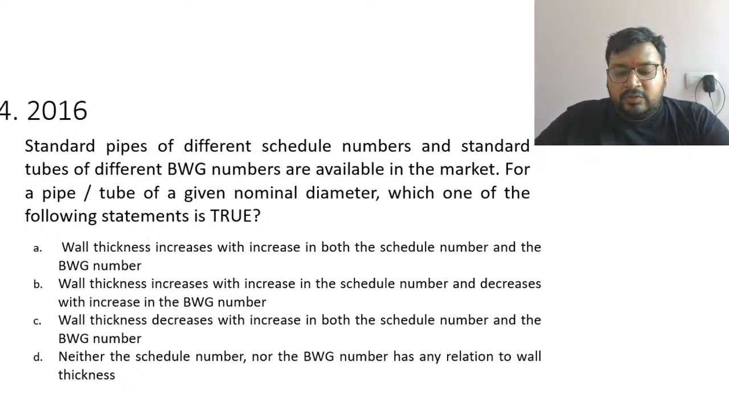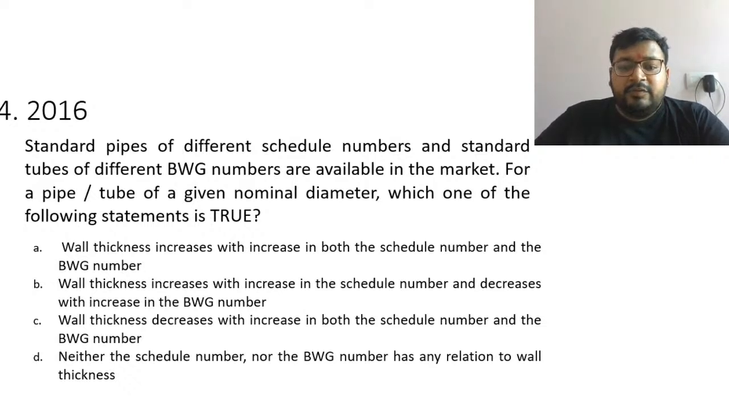Okay, so if I talk about the schedule number, then as the schedule number increases, the thickness will increase. While if I talk about the BWG number, it is inversely proportional. As the BWG number increases, the thickness decreases.